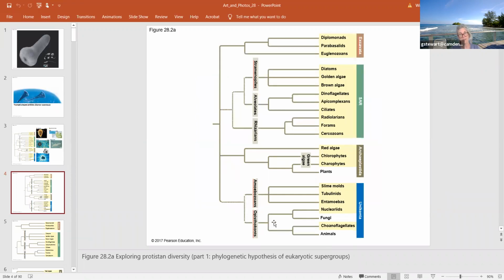And then this last group here, again, if we look back to the original page, the pisciconts, notice this is including the nuclearids, the fungi, the choanoflagellates, and the animals. These last two, the two that are in yellow, the two that I've listed last on the handout, are the ones that are true protists, right? So let's look at the nuclearids first, because they are most closely related to modern day fungus.